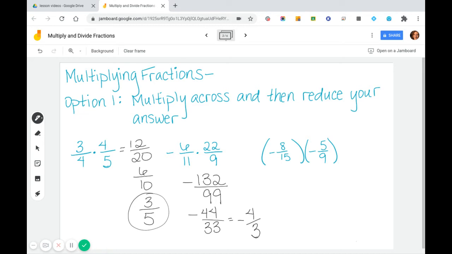So to convert this, it's still negative. 3 goes into 4 one time with 1 left over. So negative 1 1/3.